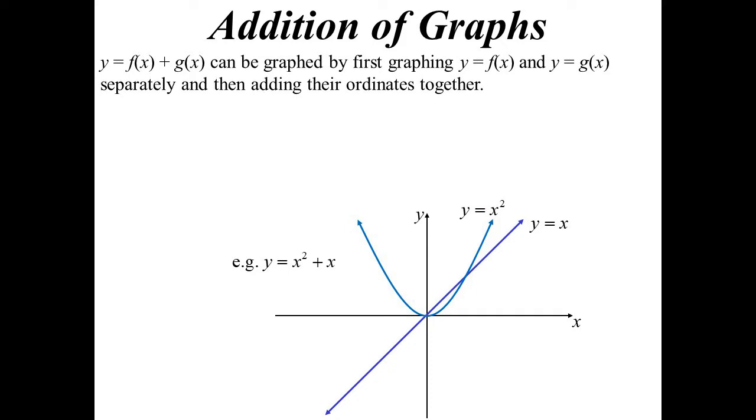All right, so let's do y equals x squared plus x. So a couple of simple ones there. So y equals x squared, there it is, our standard parabola. y equals x is, of course, our straight line. Now, we're going to add these two graphs together.